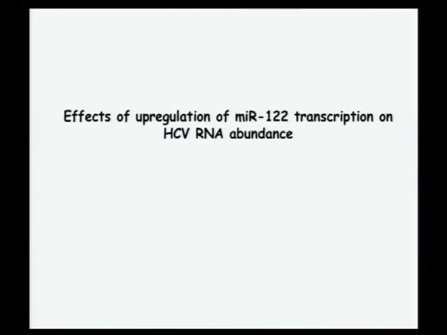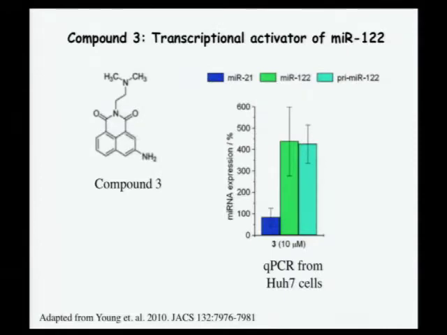And that could be, for example, an RNA being synthesized when the light goes off at night. And so we're wondering whether a transcription of microRNA 1 to 2 has an effect on HCV RNA abundance. And we found this paper last year, which came out from a group by Young et al. And they found that compound 3, shown here, actually can enhance transcription of microRNA 1 to 2, but not that of microRNA 21, shown here, the mature microRNA and the primary microRNA.